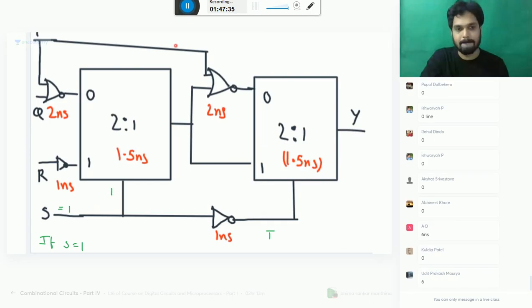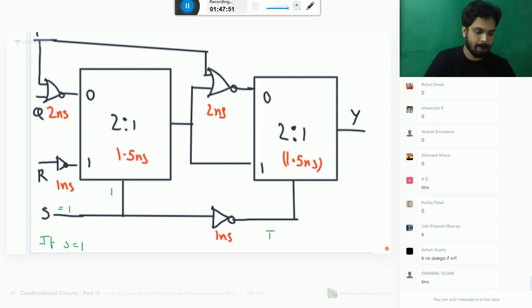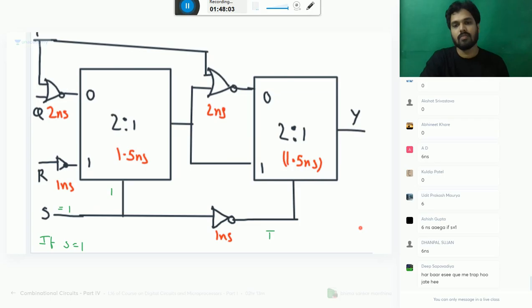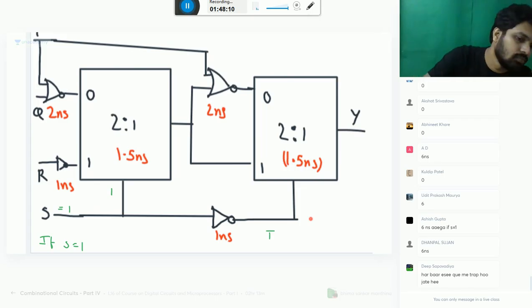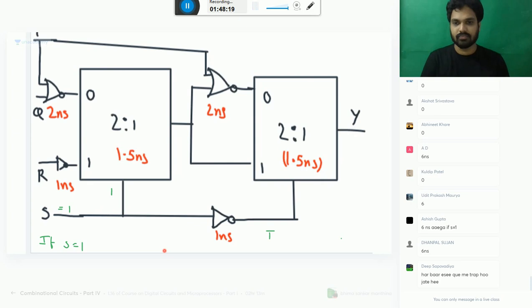1 minute here. I need to just 1 minute. It is not working. Yeah, finally it is working.